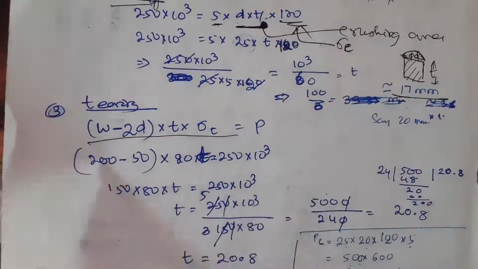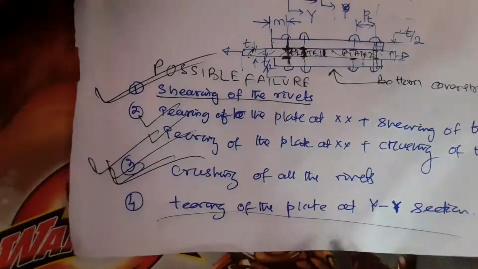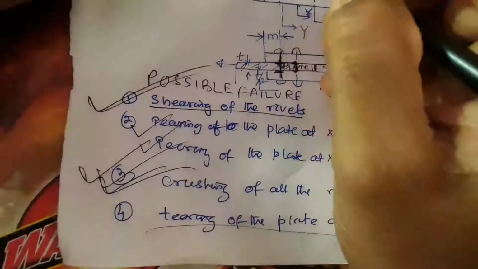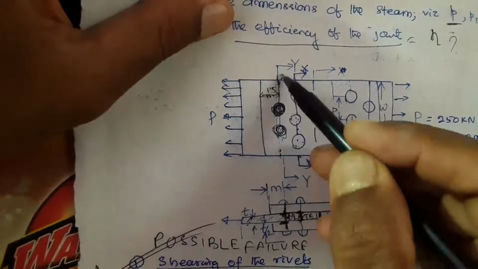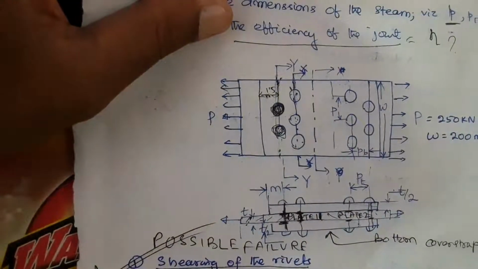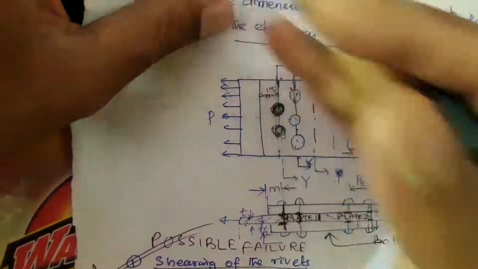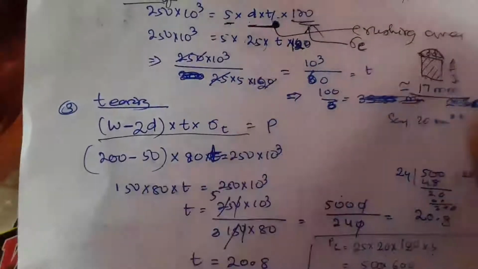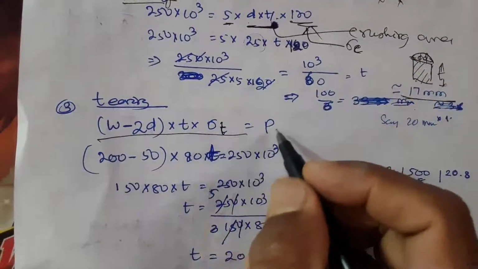You have to see this at XX. At the YY section it will be W minus 2D. W is the entire width, and this is D. So W minus 2D into T is the area which is going to resist if it is tearing at this location, the YY location. So W minus 2D into T into sigma t, the tensile strength of the plate, should be equal to this load.